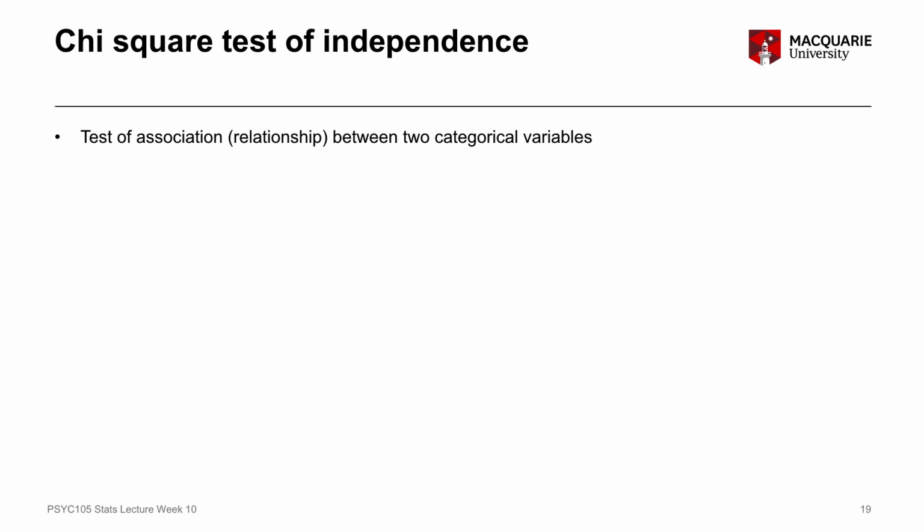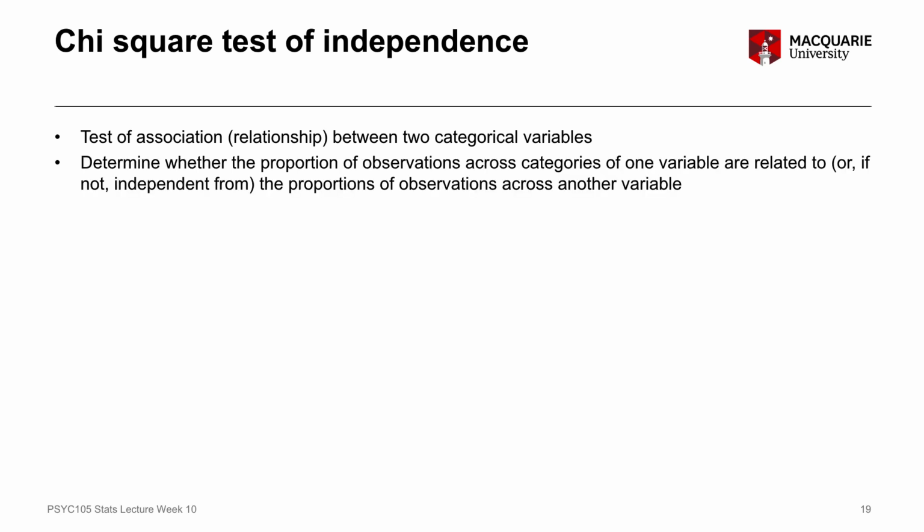So we want to see whether one categorical variable is associated with another categorical variable, whether there's a relationship between these two categorical variables. And what that means in terms of having categorical data is to see if the proportion of observations across the categories of one variable are related to the proportion of observations across another variable. So if there is an association, if there is a relationship, that means that the variables are not independent.